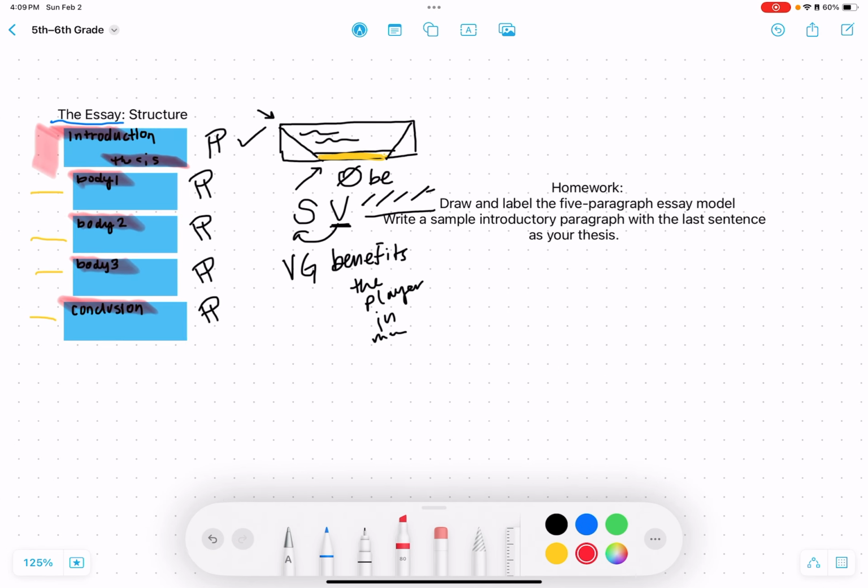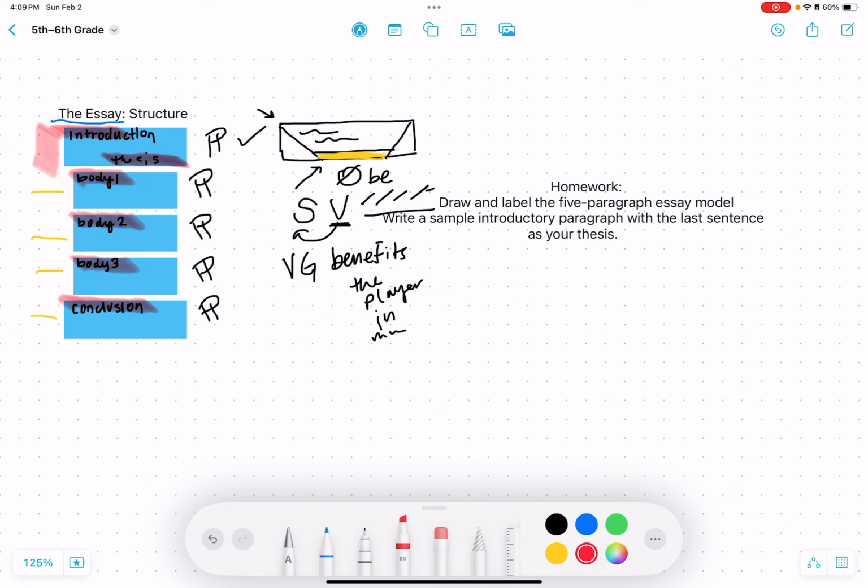So I'm going to illustrate this by showing you a 5-paragraph essay down the road. But for now, I just want you to make sure you have this memorized. And again, we call this the funnel method because it looks a little bit like a funnel.